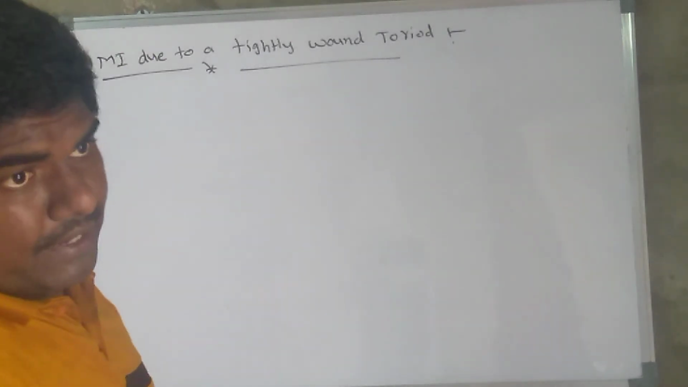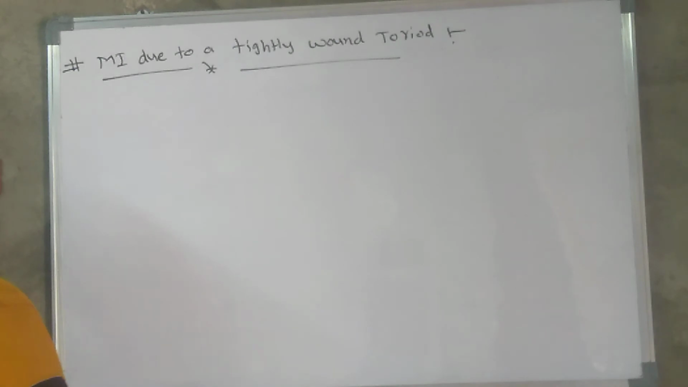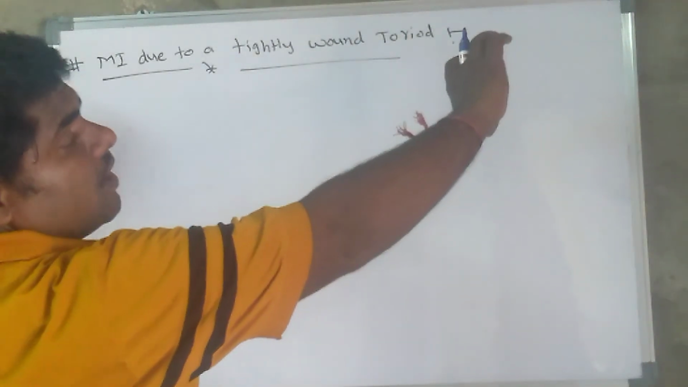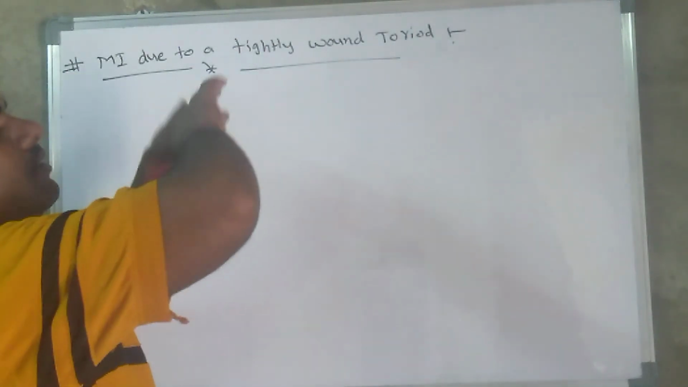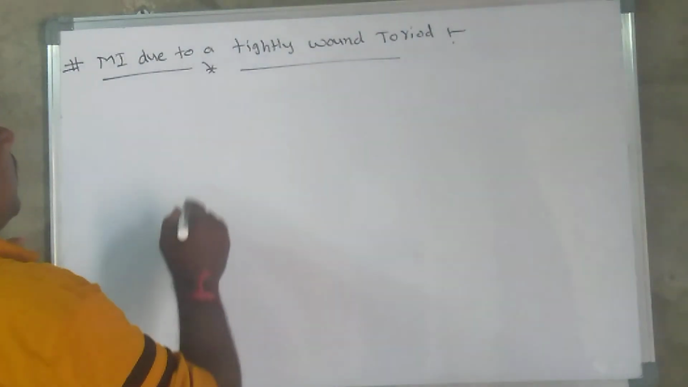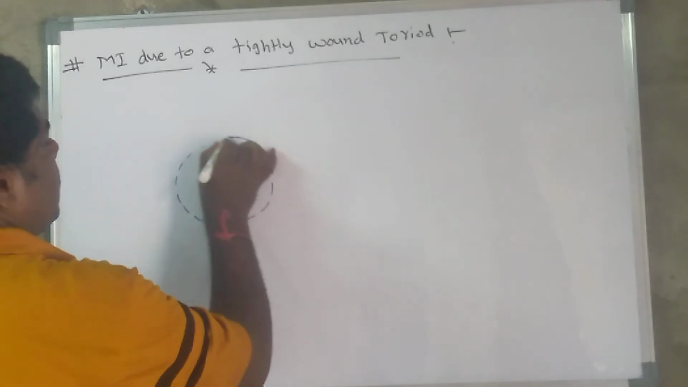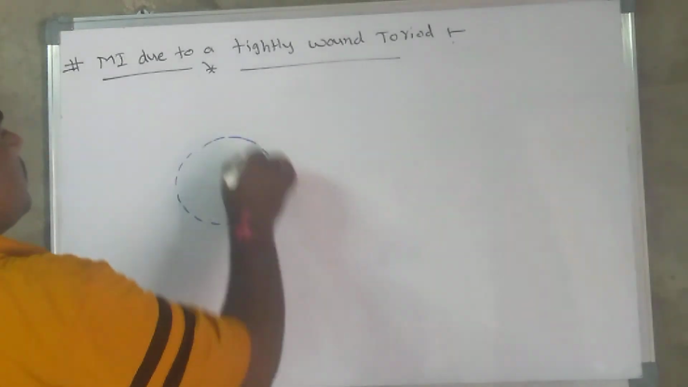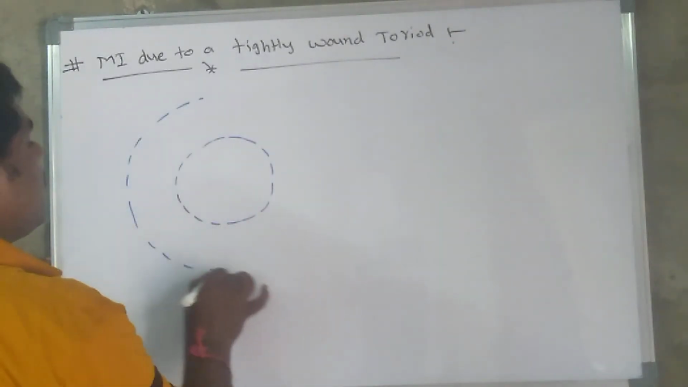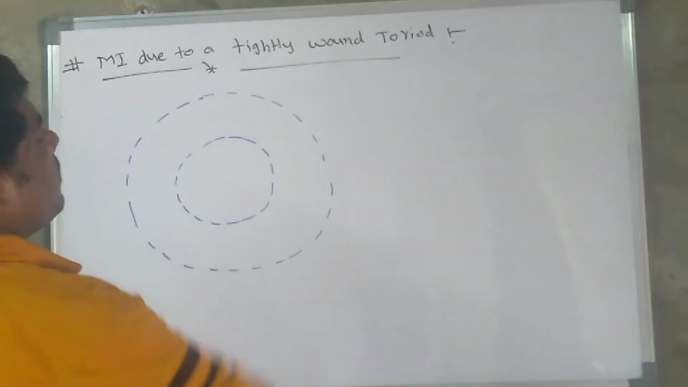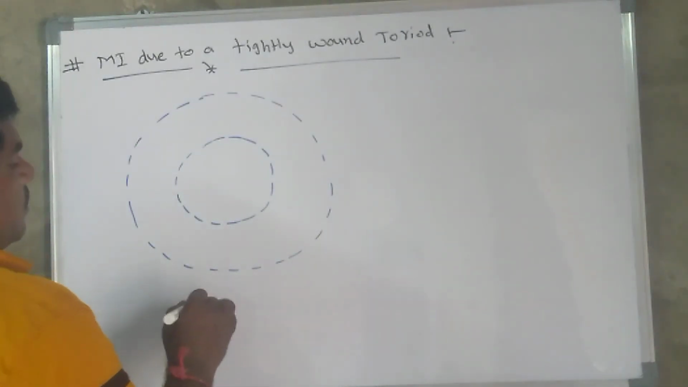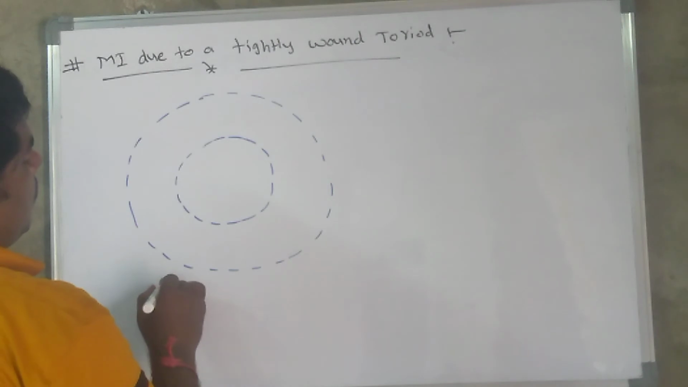Here is another very important application, magnetic induction due to a tightly wound toroid. A solenoid is nothing but a cylinder, and a toroid is simply a closed path. So let us consider this is the inside radius. Now this is the outside radius. So here this one is very tightly wound like this.